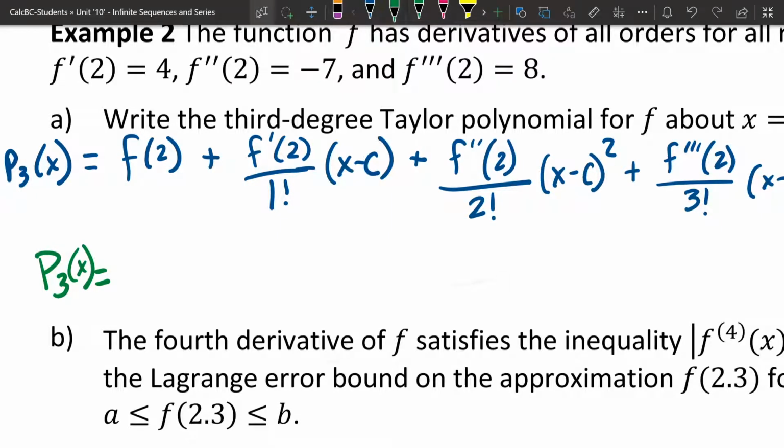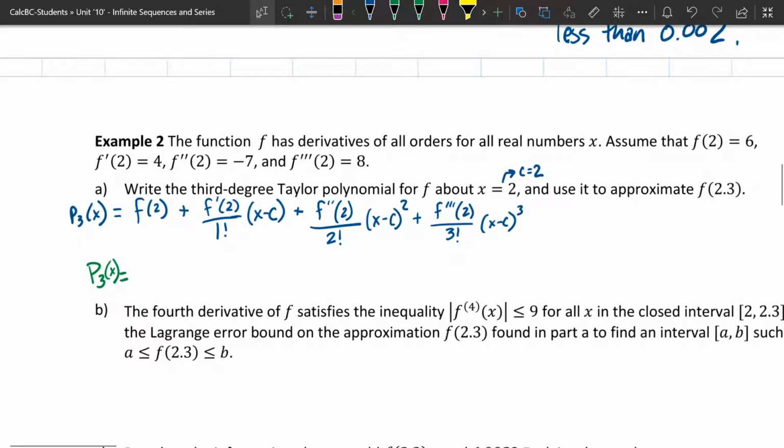So f of 2, we're pulling from what they give us here. f of 2, they tell us, is 6. f prime of 2 is 4. We don't need the 1 factorial. The c value, our center, is 2, so we can plug that in. f double prime of 2 is negative 7. 2 factorial is just 2, so that's going to be minus 7 over 2 times x minus 2 squared.